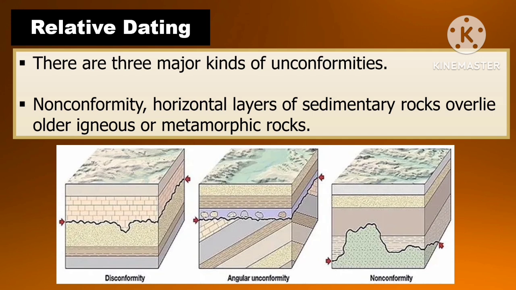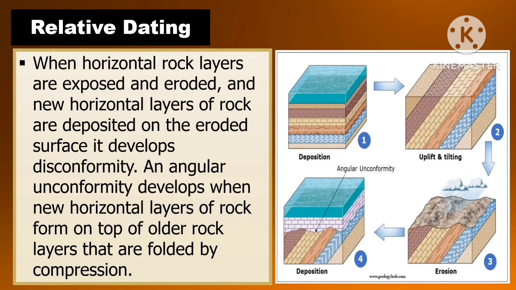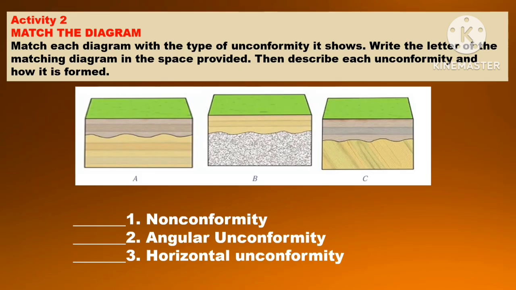The nonconformity: horizontal layers of sedimentary rocks overlie older igneous or metamorphic rocks. When horizontal rock layers are exposed and eroded, and new horizontal layers of rock are deposited on the eroded surface, it develops a disconformity. An angular unconformity develops when new horizontal layers of rock form on top of older rock layers that are folded by compression.